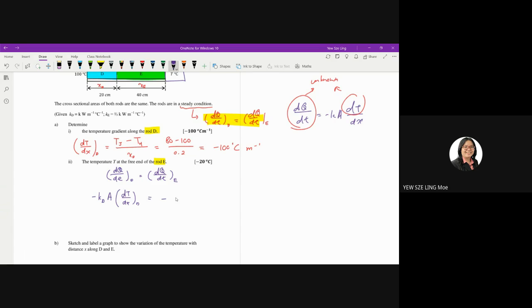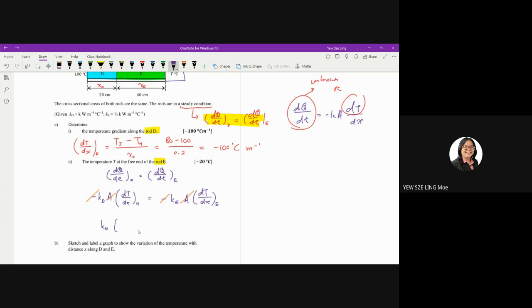It is then equal to negative kE A and then dT over dx for rod E. Before I expand the equations, I can remove the similar terms on both sides first. I can cancel out the negative sign, and I can cancel out the A because they are the same on both sides of the equation. So now I want to expand the equations.